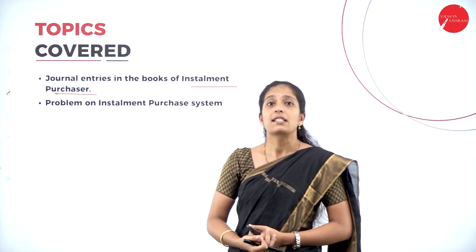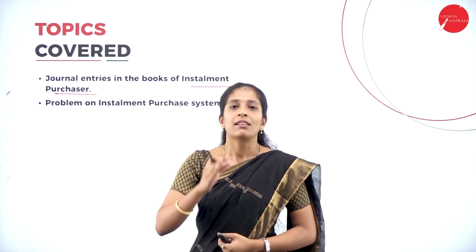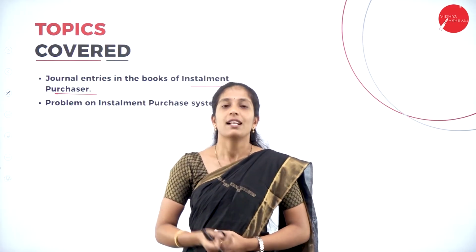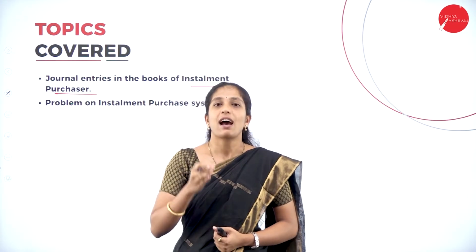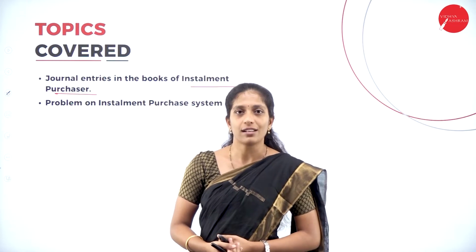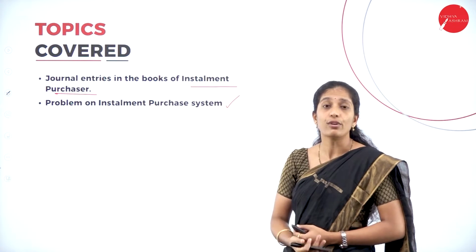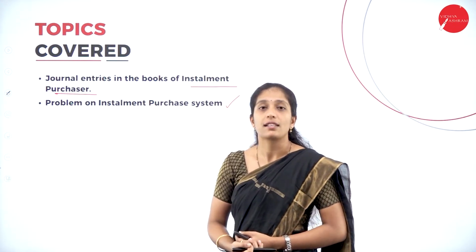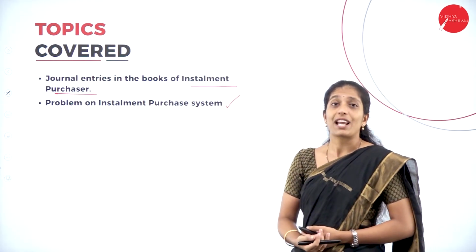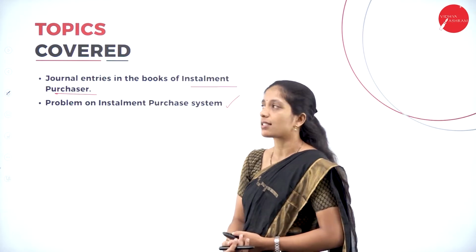So you have to prepare 6 entries in the books of installment purchaser in the first year. Next, in all the years you are going to record only 4 entries, that is for interest due, installment paid, as well as depreciation charge and transfer of interest and depreciation to profit and loss account. And in our previous session we had solved a problem relating to journal entries in the books of installment purchaser, where we learned how to record journal entries in the books of installment purchaser.